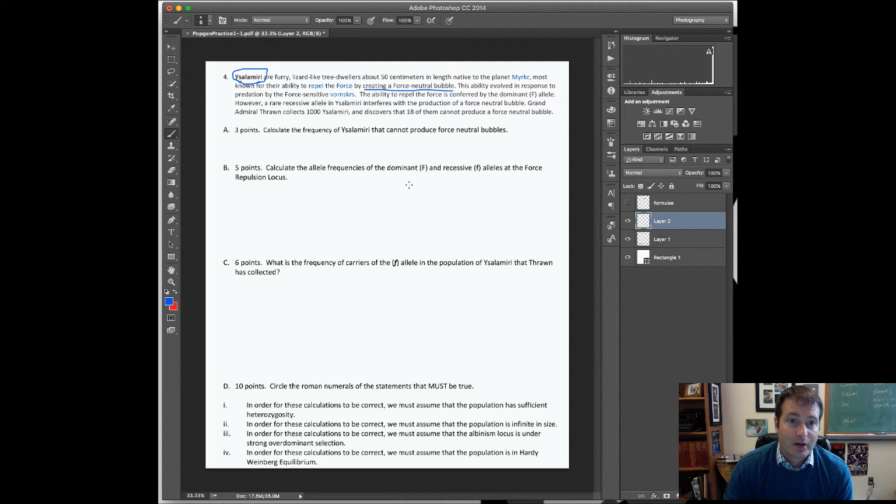Okay, so the ability to repel the force is conferred by the dominant F allele. So this is the first piece of information that's really critical to doing the problem. A rare recessive allele in these creatures interferes with the production of the bubble. So Grand Admiral Thrawn, who's total badass, collects 1,000 of these creatures and discovers that 18 of them cannot produce this bubble. All right, so the hardest part of these kinds of problems is converting this knowledge into the math that you must do to calculate the genotypic and allelic frequencies. The math is trivial. Converting the concepts, less trivial.